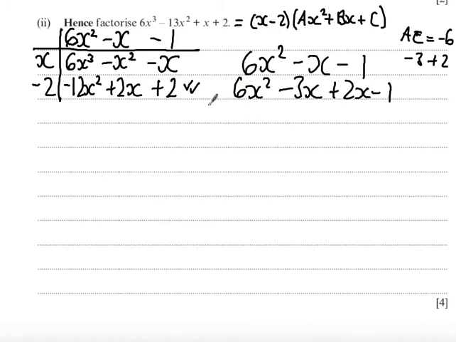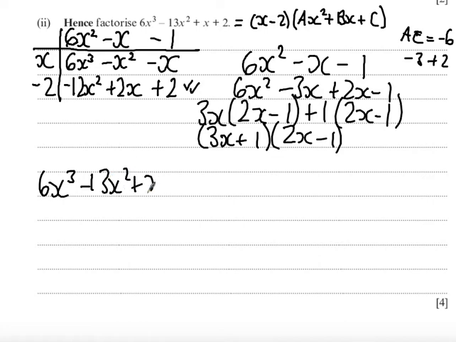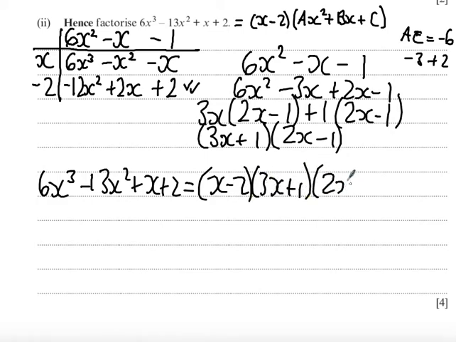Factorise the first two pairs of terms. 3x is a common factor, so I get 3x times 2x minus 1. No common factors here. It's already in the form of the bracket I want, so I'm just going to take 1 out, so 2x minus 1. And then finally, I can take 3x plus 1 and 2x minus 1, and I've fully factorised. So just finish off by saying 6x cubed minus 13x squared plus x plus 2 is equal to x minus 2, 3x plus 1, and 2x minus 1.